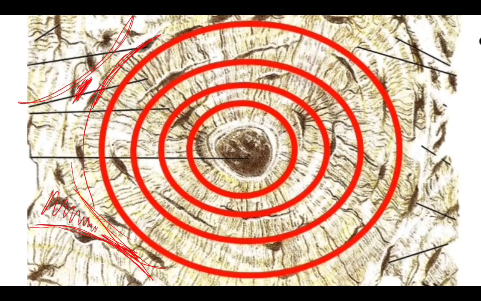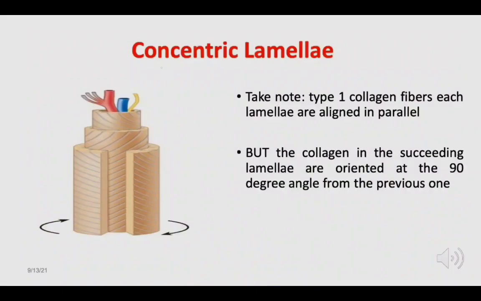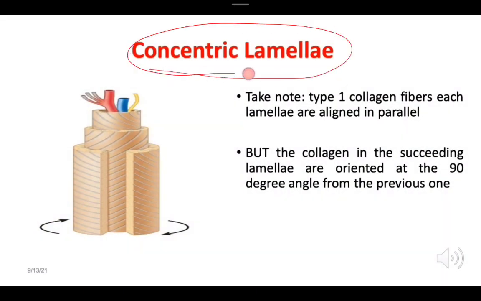So, paano nga ba ang structure ng isang lamella? Ang isang lamella, guys, ganitong mukha niya. Okay? A concentric lamellae, guys, na is composed of multiple lamella. Okay? So, ang isang lamella, another lamella, another lamella. It is made up of type 1 collagen fibers. Okay? Bakit type 1, sir? Because it needs to be strong. Okay? Collagen type 1 needs to be strong.